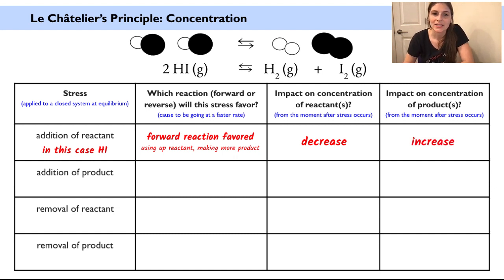So as the concentration of my reactants decreases, the concentration of the products will increase until equilibrium is reestablished. This is an example of a shift to the right. The forward reaction is being favored, shifting to the right.